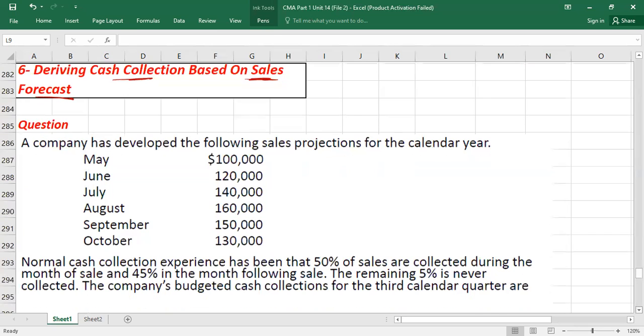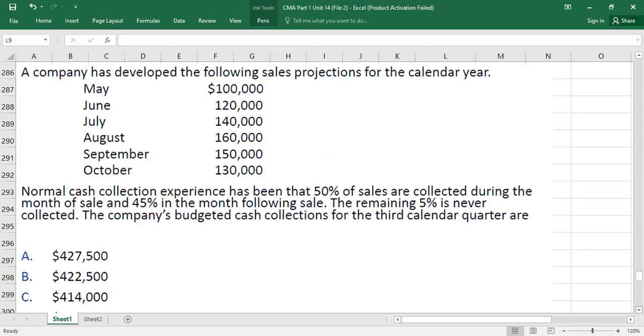So guys, for example, we have data here. A company has developed the following sales projection for the calendar year. So this is the sales projection. Whenever sales projections are given, it means you have to calculate inflows or collection. If purchase projections are given, then you will calculate outflow or payments. Okay, so here we have a sales projection.